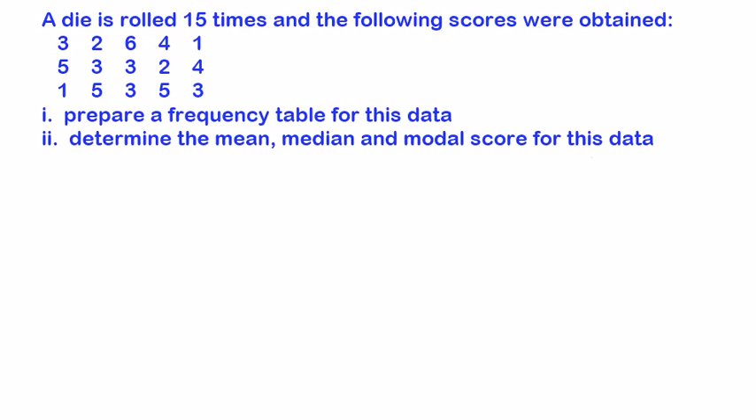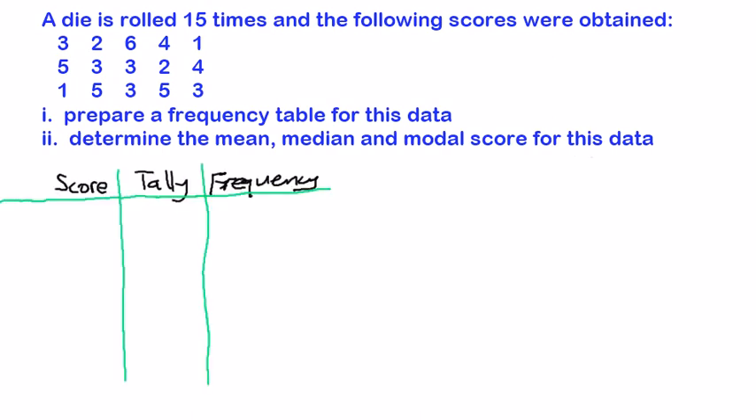So when preparing this, we are going to need about 3 columns, in which the first column will be for score, the second column will be for tally, and the third column will be for frequency. So we have score. Now that the table is prepared, we look at the scores that we have. We have from 1 to 6. So we have 1, 2, 3, 4, 5, 6.